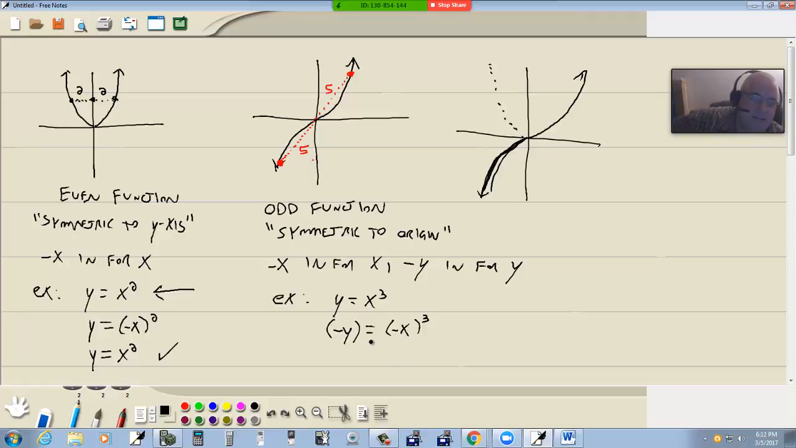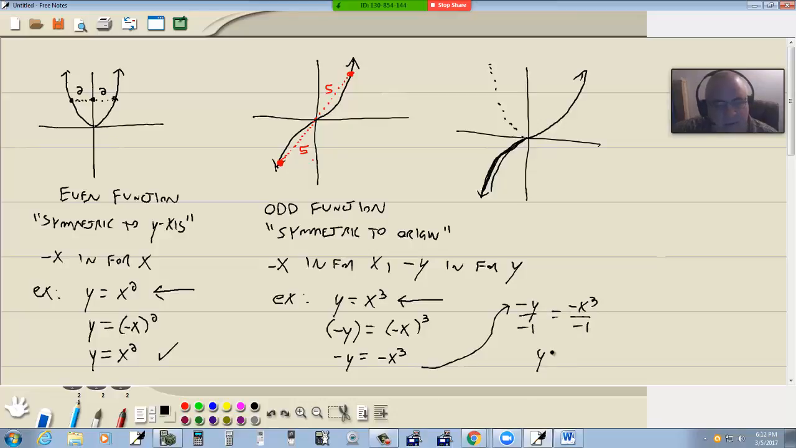Now the question is if you can use algebra to get this to look like the original function. We've got negative y equals negative x to the third power. Negative x times negative x is a positive x squared, times another negative x is negative x to the third. If I divide both sides by negative 1, I'm going to get y is equal to x to the third, which is equal to our original function. And that would be how you determine algebraically if it's an odd function.